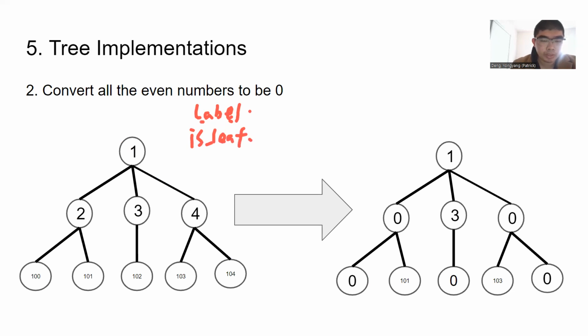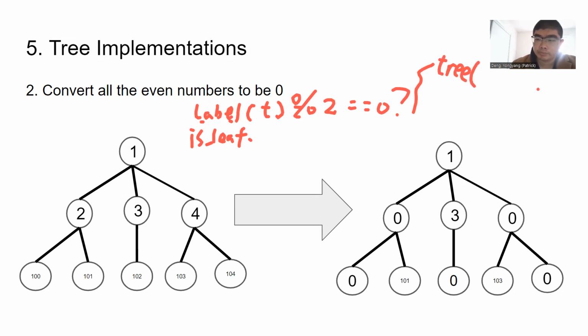So for label, we have to check if the label of a tree is even. How do we check even? We mod by 2 to check if it's even. And if it's even, I will construct a new tree. And then this will be 0, because I actually want to convert them all to be 0. So I will abandon the old values. For this one, this is the subtree. So this will pass in a subtree.